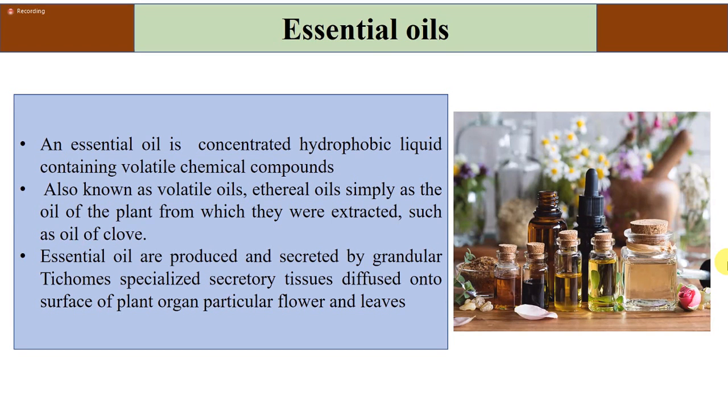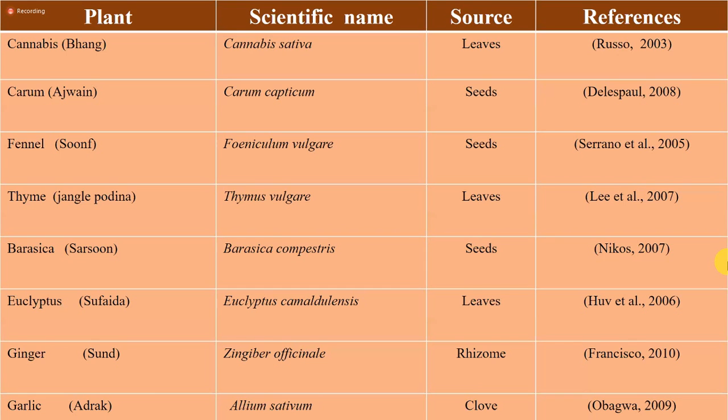Essential oils are produced and secreted by glandular structures, specialized secretory tissues, and diffuse onto the surface of a plant organ, particularly flowers and leaves. This is only a small list of the plants we use. My students, more than 15 students and 3 PhD students, work on it, and they use cannabis, bhang, carom, fennel, thyme, brassica, eucalyptus, ginger, garlic.